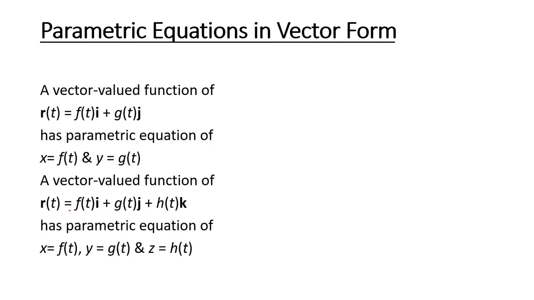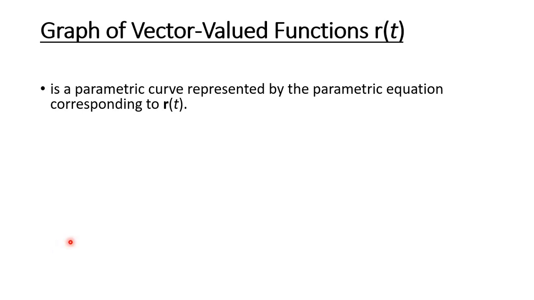x, the component i, let it equal x, so x equals f(t); component j, let it equal y; component k, let it equal z. Okay, and now we look at the graph of vector valued functions. It's a parametric curve represented by the parametric equations corresponding to r(t).